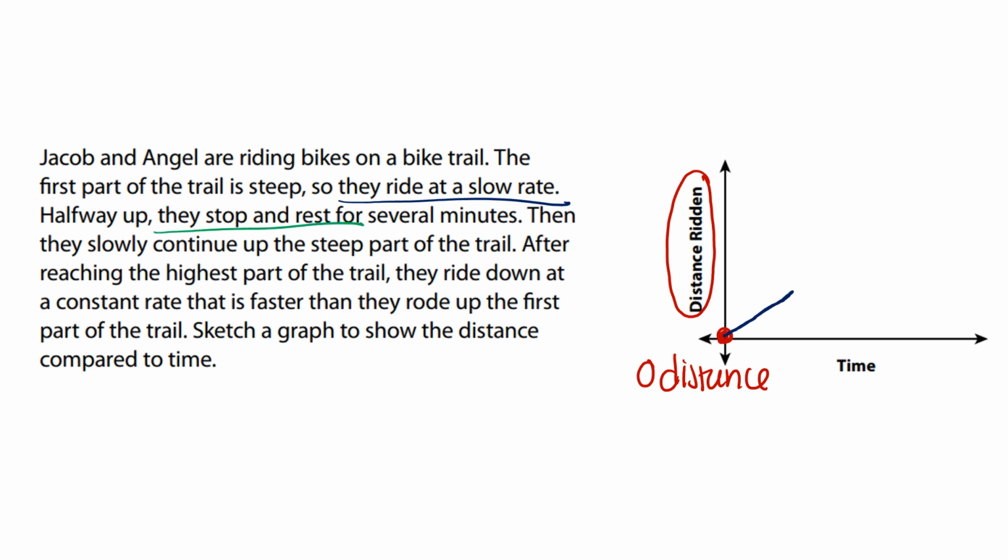Halfway up, they stop and rest. They stop and rest for several minutes. That's a straight horizontal line. Then they slowly continue up the steep part, so we're still going slow. After reaching the highest part of the trail, they ride down at a constant rate that is faster than they rode up the first part of the trail. So we're going to go faster this time. We're going to go fast down. Almost straight down. Notice how steep this part of the graph is compared to the slower sections in blue.